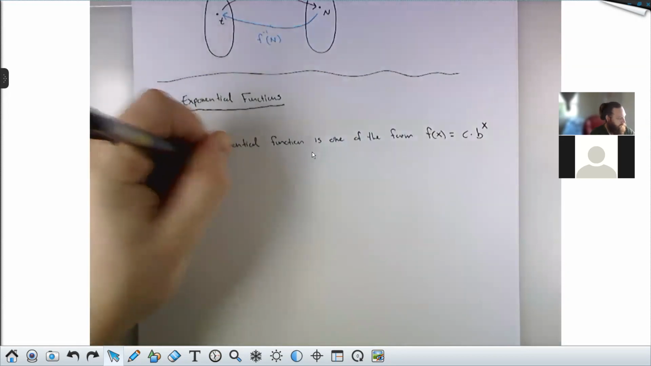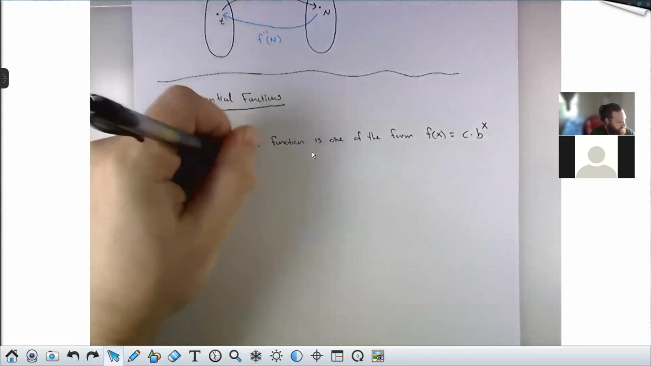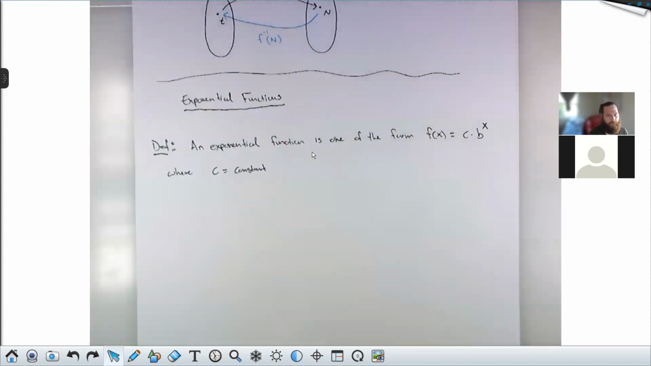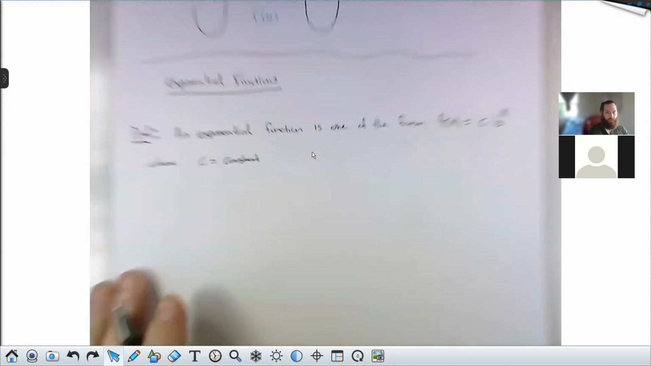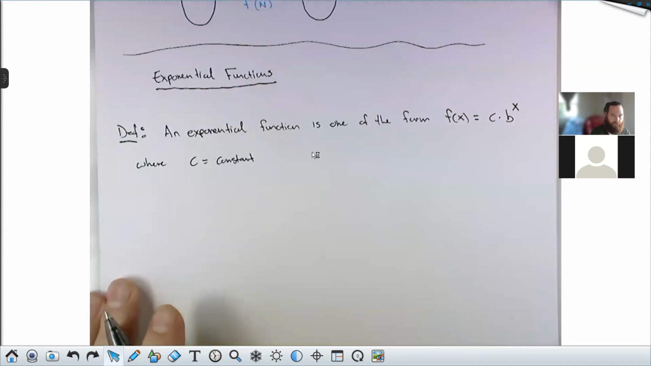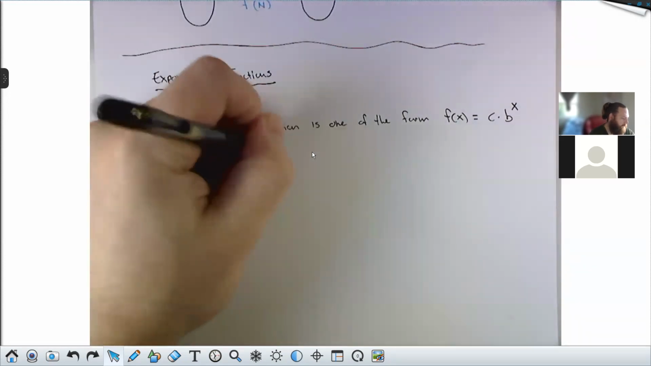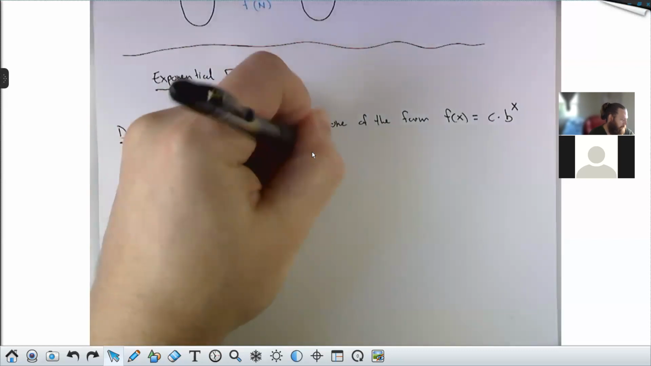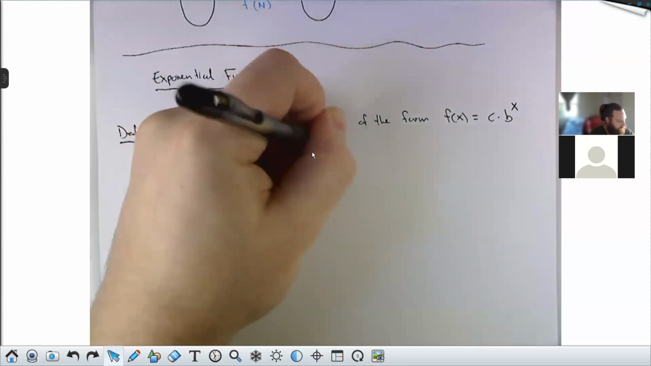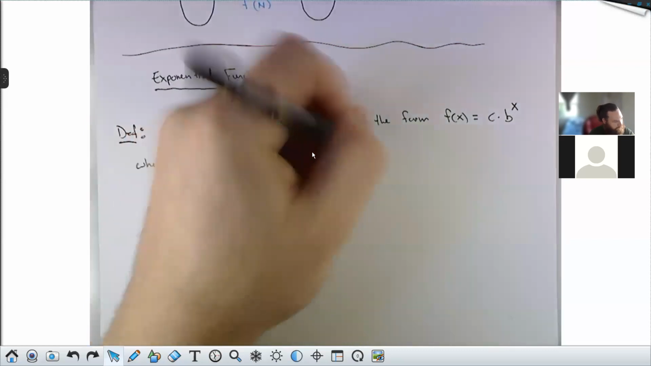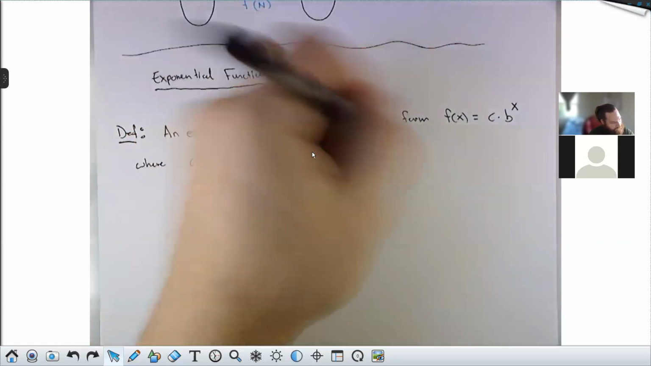c is any constant. We don't usually let c be equal to zero because that's kind of boring. It just makes the whole thing zero, but c can be any constant. And b is a positive constant.